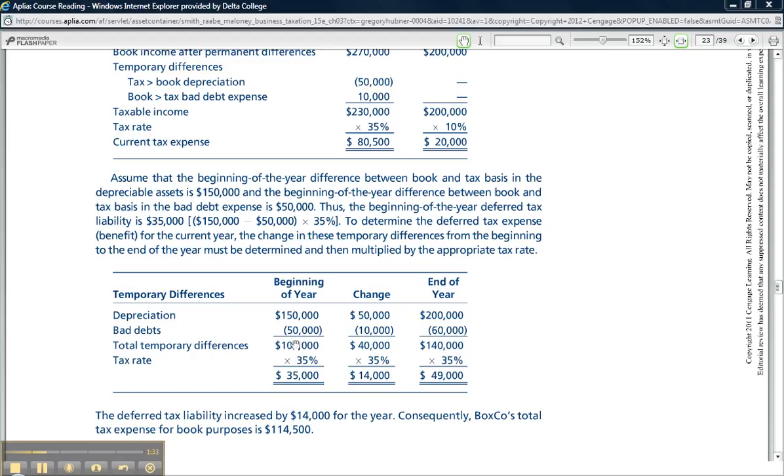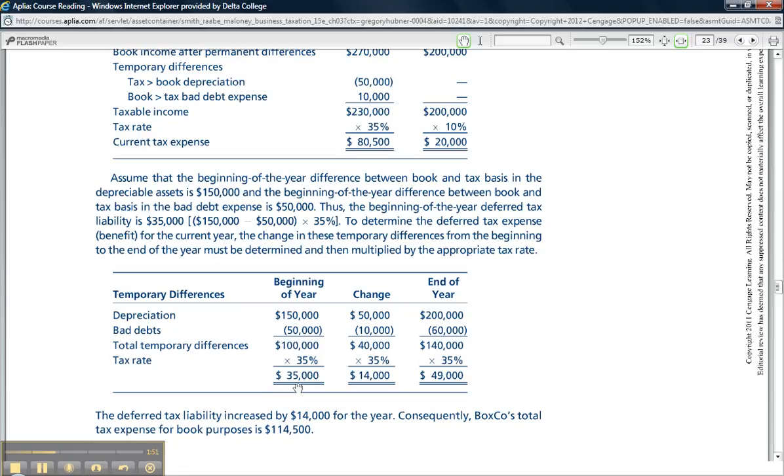So this $100,000 of beginning of the year temporary difference multiplied by 35% tax rate means that we expect at the beginning of the year we had a deferred tax liability of $35,000. Future taxes we expect to owe.